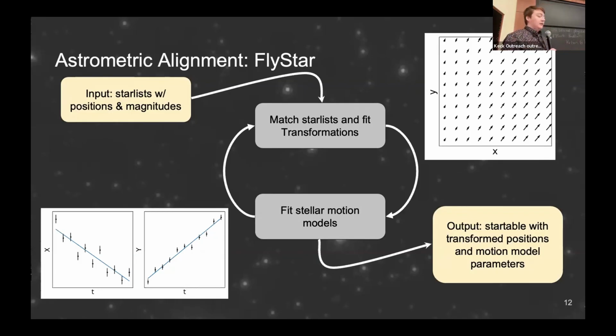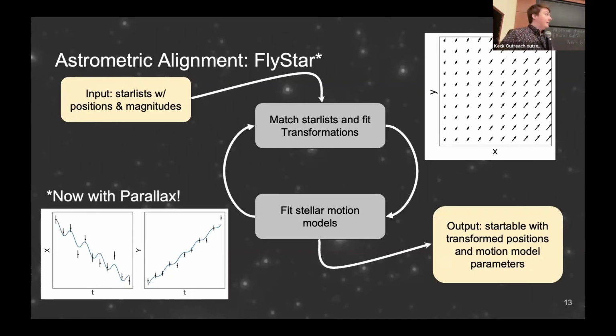Something that I did a lot of work on recently was updating the FlyStar code to be able to model parallax, because we were actually seeing parallax in the residuals of a few of our bright stars in a couple of our microlensing events. So we can now actually subtract that out in our astrometric alignment as well.